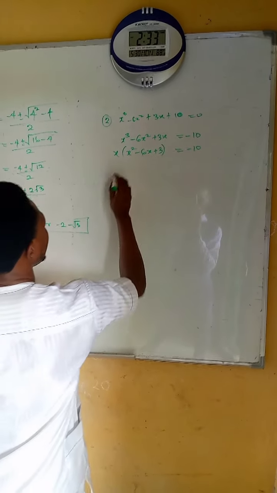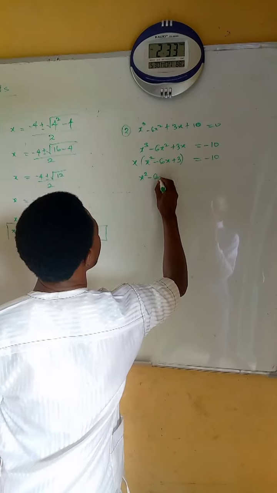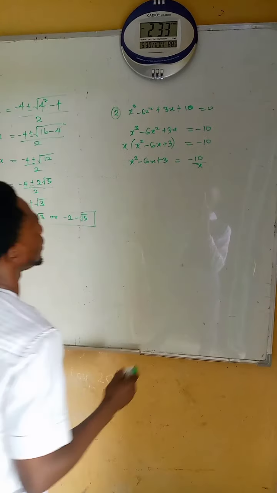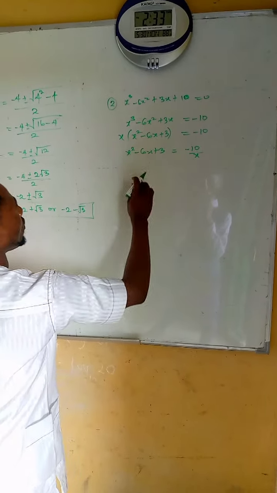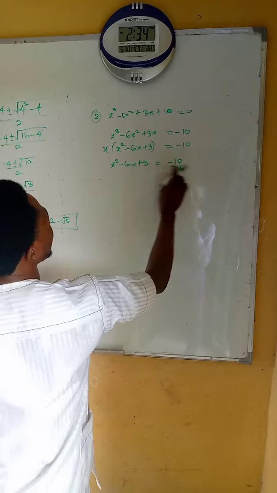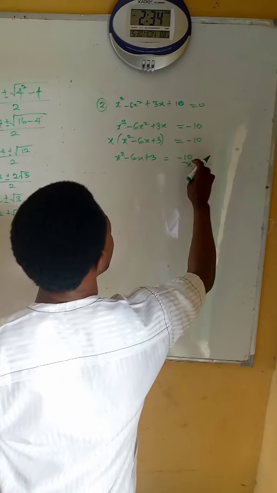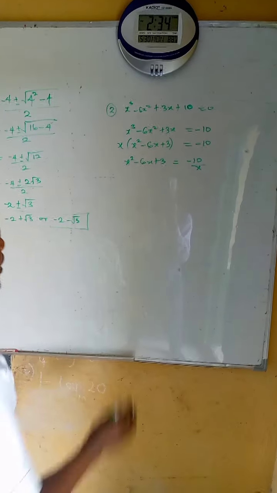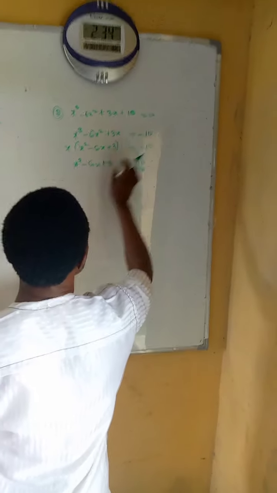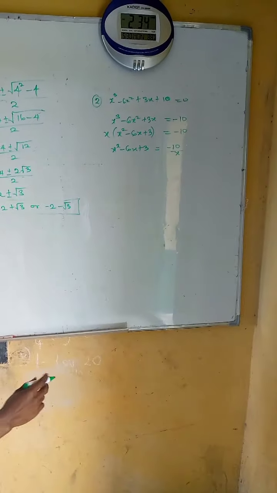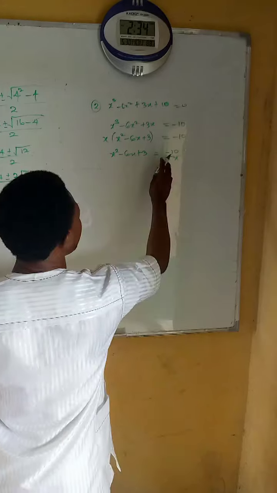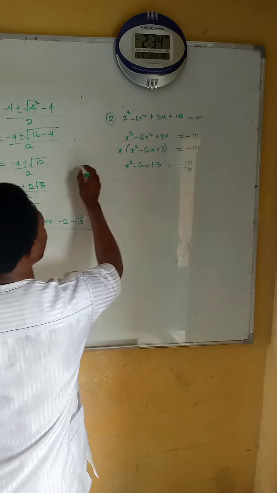Now let's divide by x. So we now have x squared minus 6x plus 3 equals minus 10 all over x. Now let's look at the factors of this. What can we add to this such that we get factors, and its factors of 10 will make this one work. Now if I add 5, 5 is a factor of 10. If I add 5, I will have 8 here.